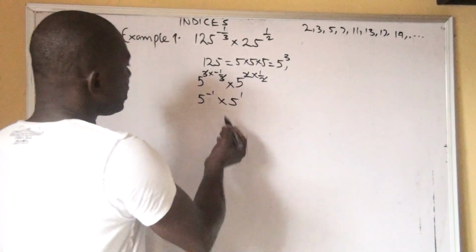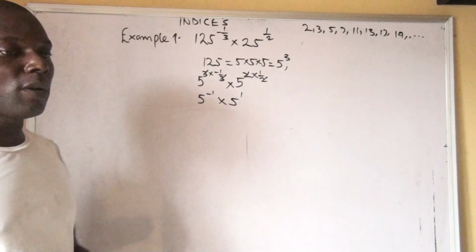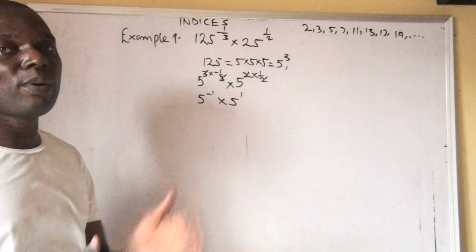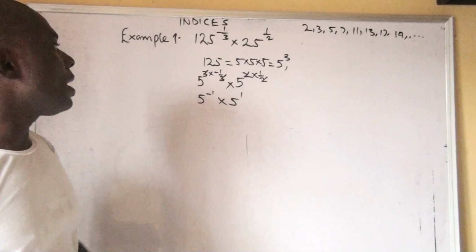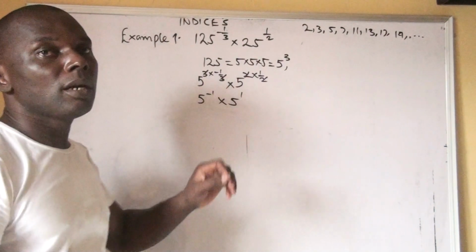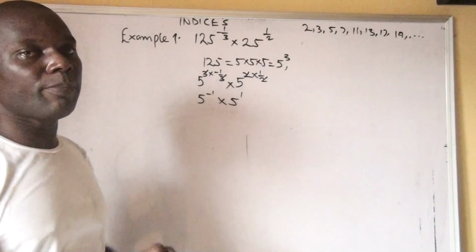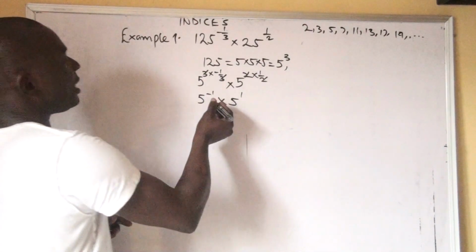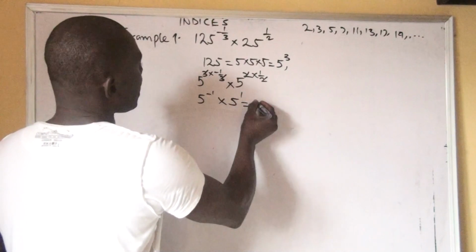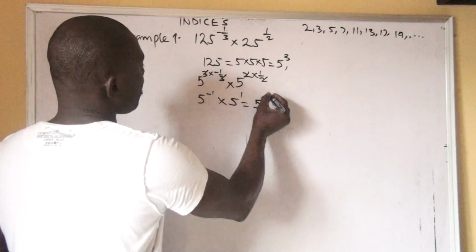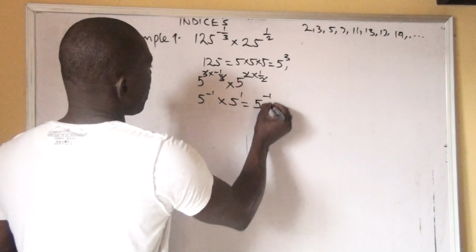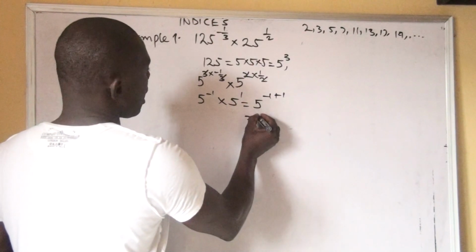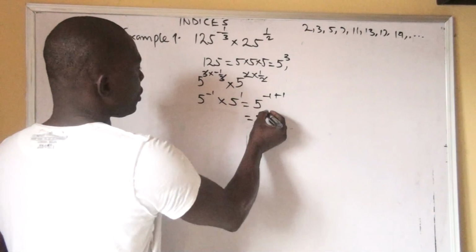What we have just done is try to make the bases the same, because the bases were not the same. That is the essence of what we have just done. Now the bases are the same, and we look at the operation, which is multiplication. Once the sign is multiplication, all we do is take the base as one and add the powers. Our power here is minus 1 plus 1, which is 0. So this means 5 raised to power 0.